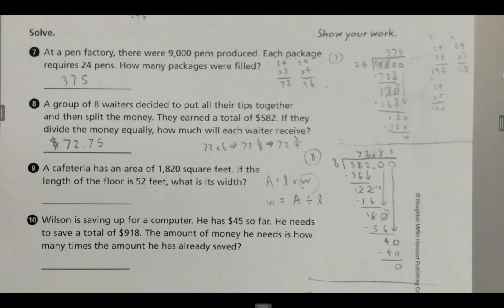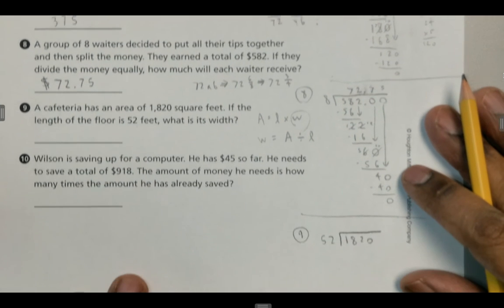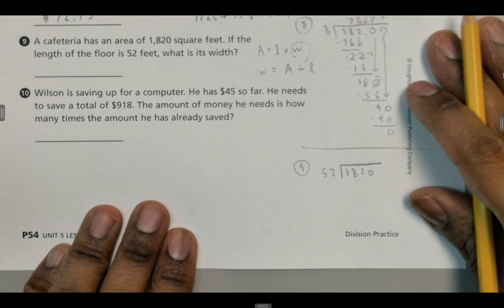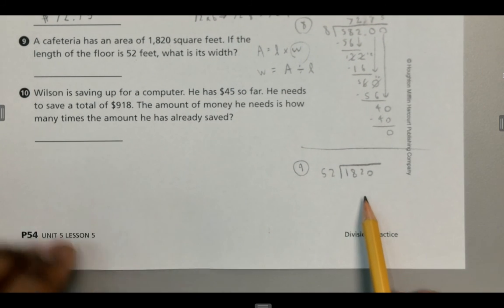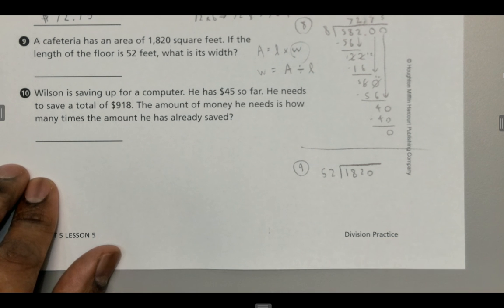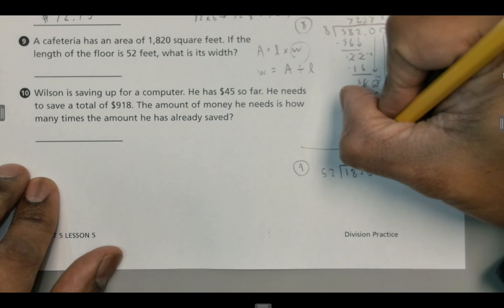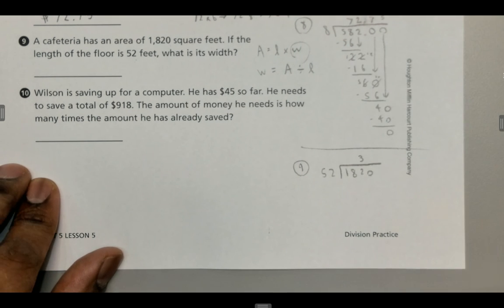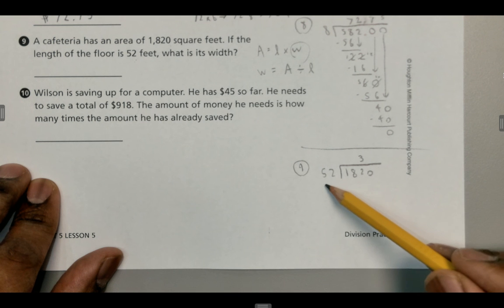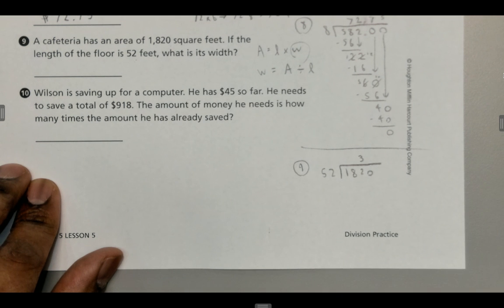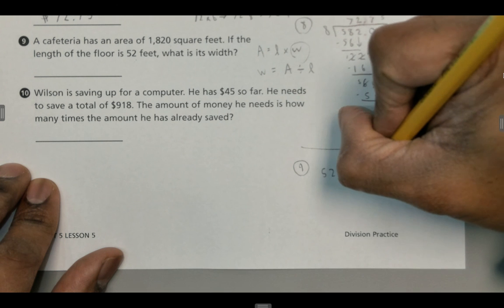52 can be thought of as 50. How many times does 50 go into 182? About 3 times. I'm feeling very confident in that. If I do my side calculation, I'm going to do this as mental math. 52 times 3 is going to get me 156.